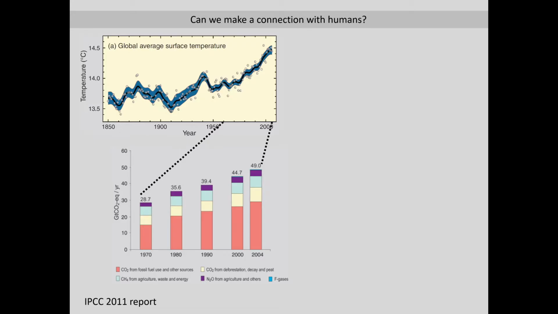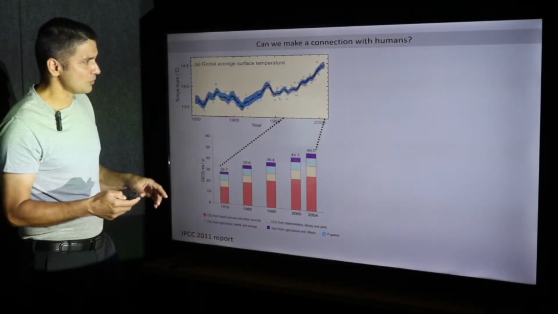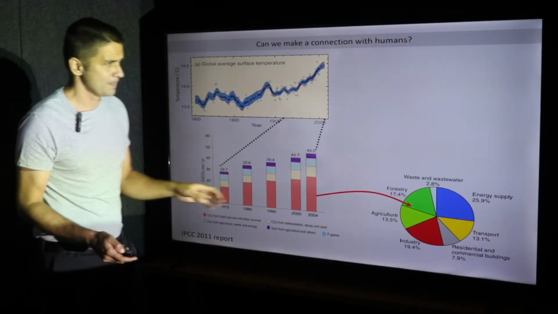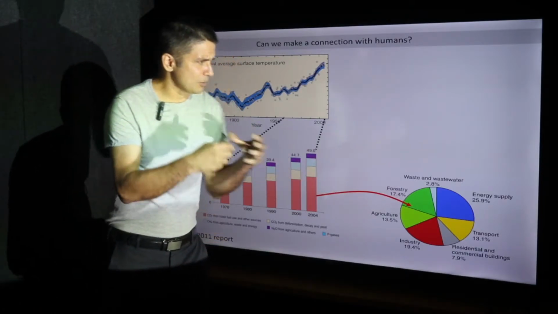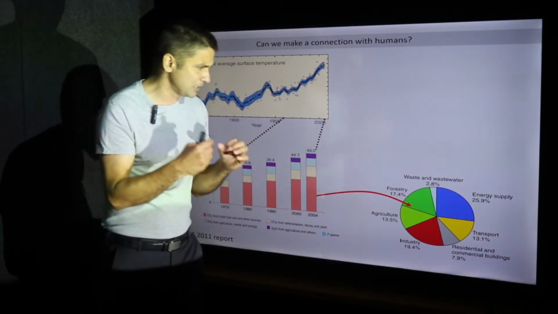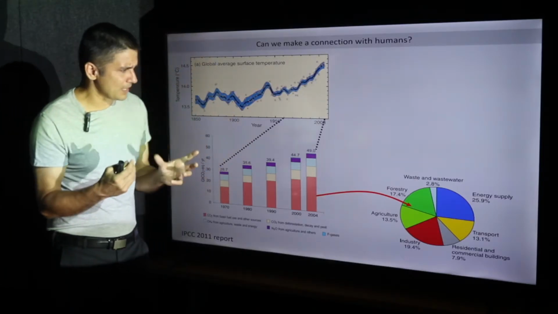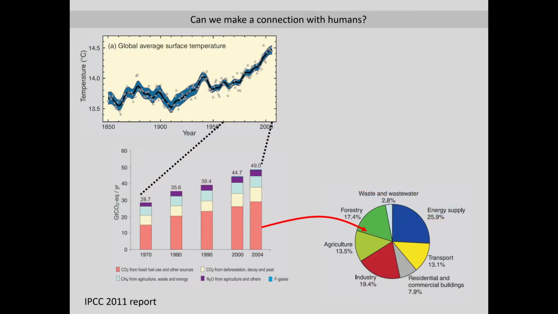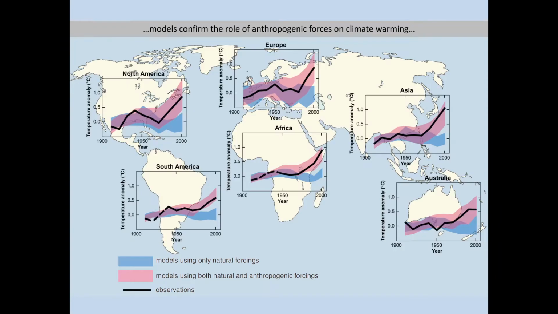Not only do we know that the greenhouse gases are going up, we also know where those greenhouse gases are coming from. We know different aspects of our human life, from energy supply, transport, the construction to build our houses, industries, agriculture. We know the different contributions of greenhouse gases from those different sectors. So again, not only do we know that the greenhouse gases are going up, we know exactly where those greenhouse gases come from.